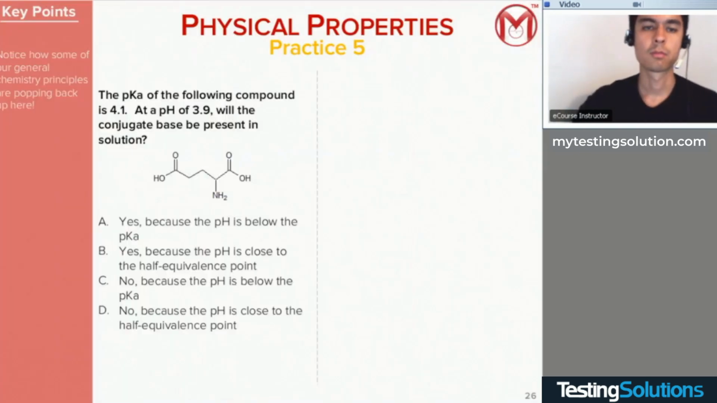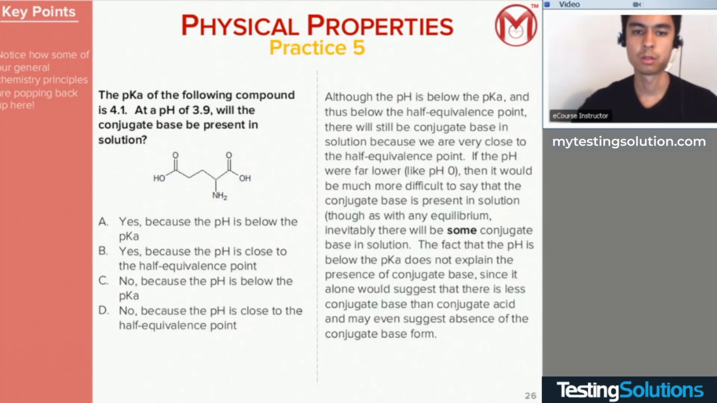Okay, so will conjugate base be present in solution? Yeah, absolutely, because you're really close to the half equivalence point. Okay, so my answer here then is B.